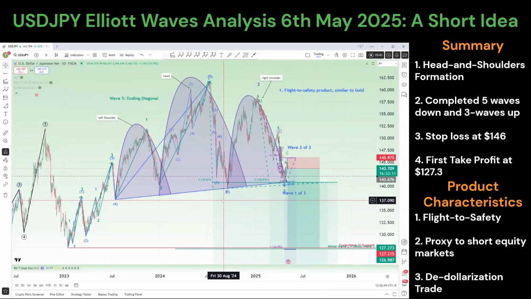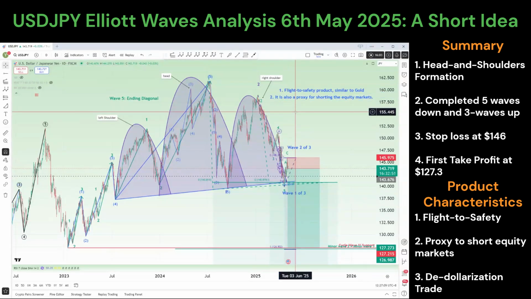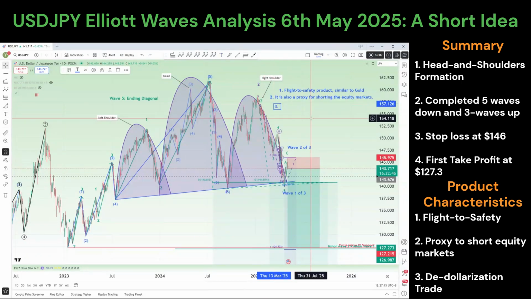Okay. Then the next characteristic that I'll talk about is that because it is a flight to safety, it is actually linked, right? So it is also a proxy for shorting the equities market, right? And thirdly, if you believe that the dollar is losing its dominance, right? So it's actually a trade to short for de-dollarization. Okay, so there's three main characteristics over here.